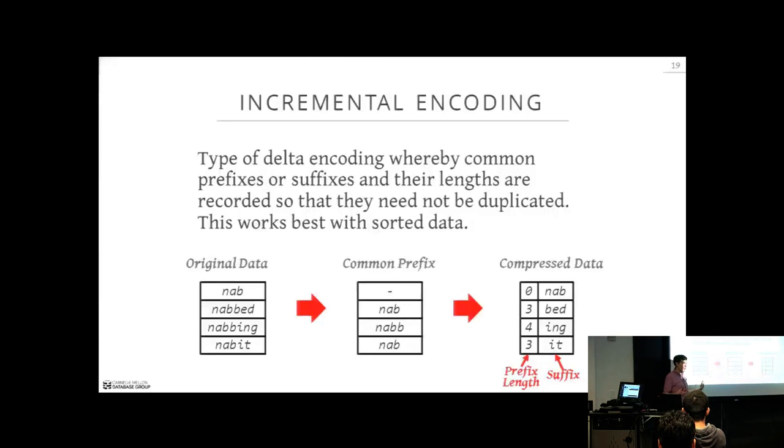This only works if the values are sorted. And we'll see when we talk about dictionary encoding, actually inside the dictionary, we can apply this incremental encoding to get an even better compression ratio as well. And again, this has the same challenges that delta encoding does: if I want to get the exact value for this element here, I have to know how to reverse all the other ones. So this is primarily used for OLAP stuff.